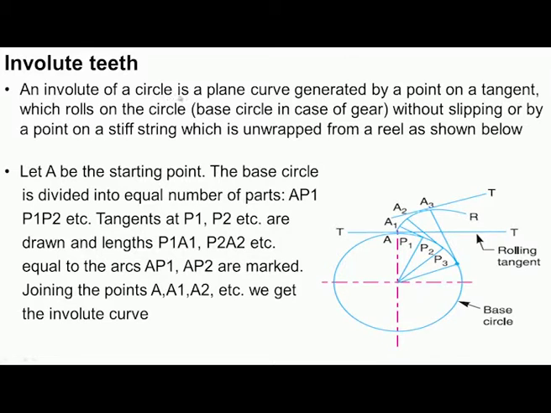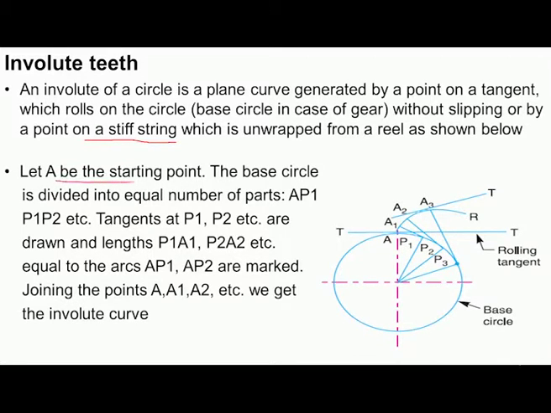An involute of a circle is a plane curve generated by a point on a tangent which rolls on the circle, the base circle in the case of a gear, without slipping, or it is a curve generated by a point on a stiff string which is unwrapped from a reel as shown in this picture. So, now let us study how to construct the involute profile.